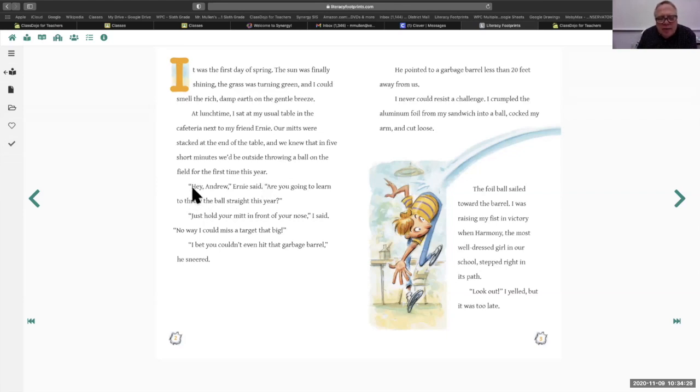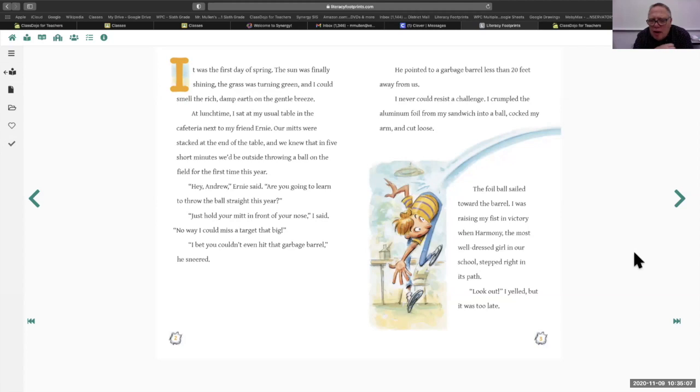Let's begin again. Hey, Andrew, Ernie said, are you going to learn to throw the ball straight this year? Just hold your mitt in front of your nose, I said. No way I could miss a target that big. I bet you couldn't even hit the garbage barrel, he sneered. He pointed to a garbage barrel less than 20 feet from us. I never could resist the challenge. I crumbled the aluminum foil from my sandwich into a ball. I cocked my arm and I cut loose. The foil ball sailed towards the barrel.